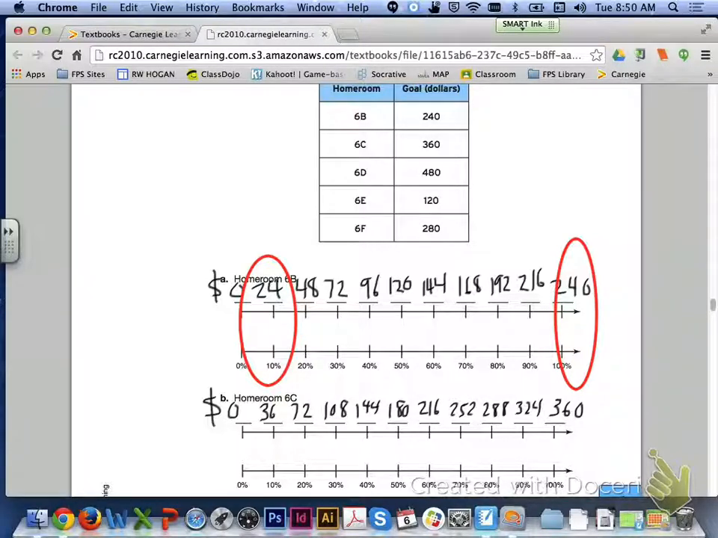I can do the same exact thing for letter B then as well for homeroom 6C. I was given $360 for the goal. So if that was 100%, I would know then that 10% of that 360 would be $36. So each of the dollar amounts are going up by 36 then on the double number line for letter B.